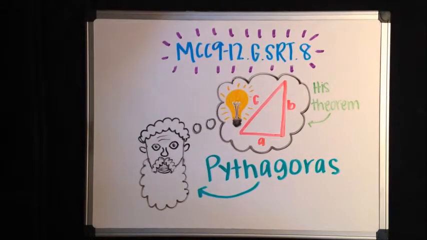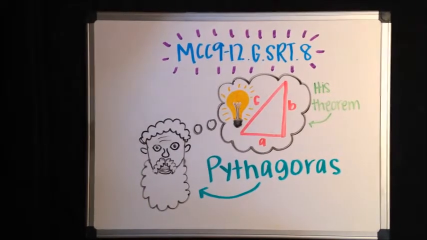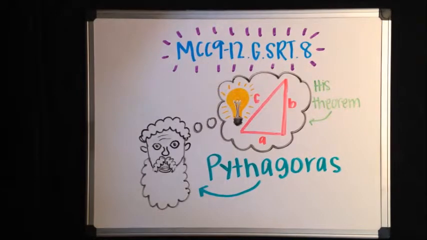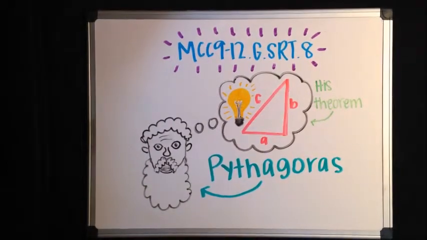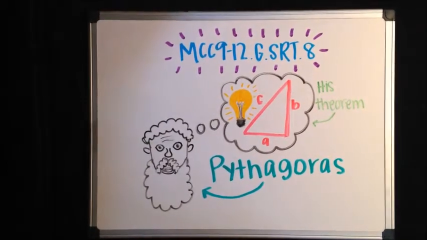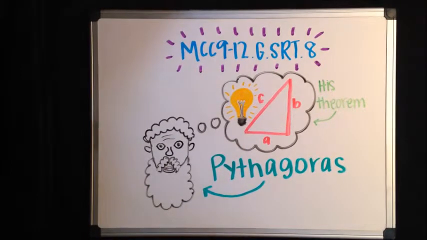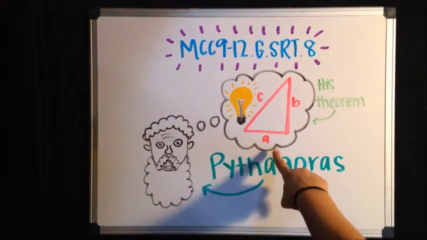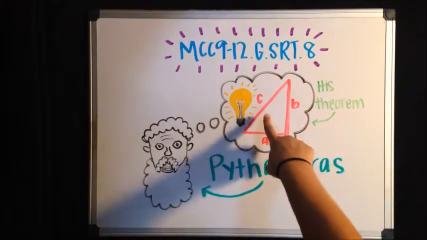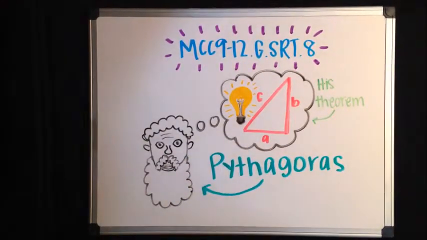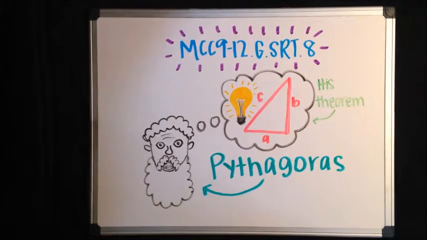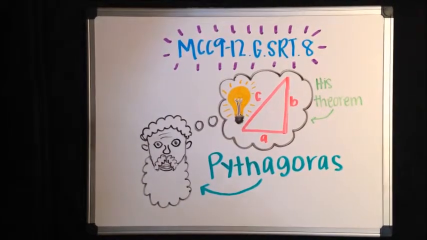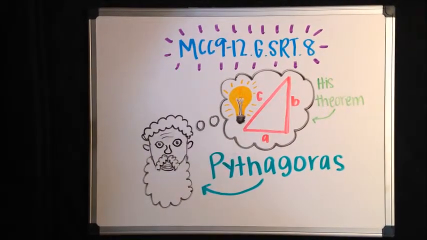Before we begin our last standard, I want to give you a little bit of background information about it. In ancient Greece, there was a mathematician named Pythagoras. He discovered how to find the sides of a right triangle by using a squared plus b squared equals c squared, which is the hypotenuse. Once he came up with this theorem, he wanted to name it after himself, thus the name Pythagorean theorem.